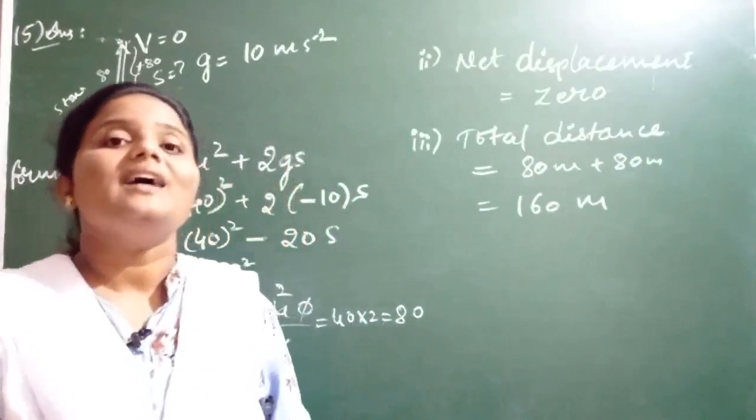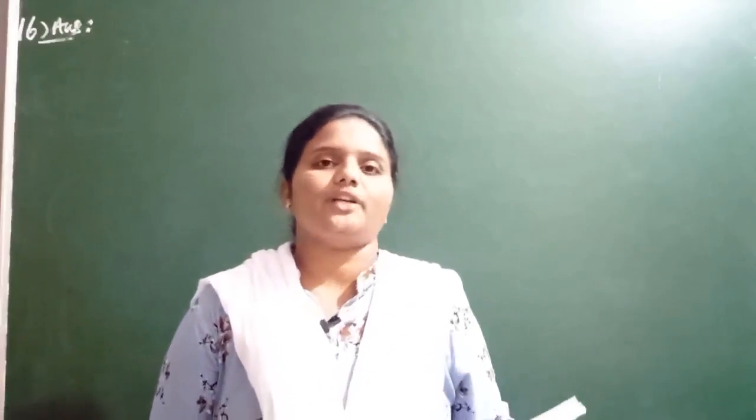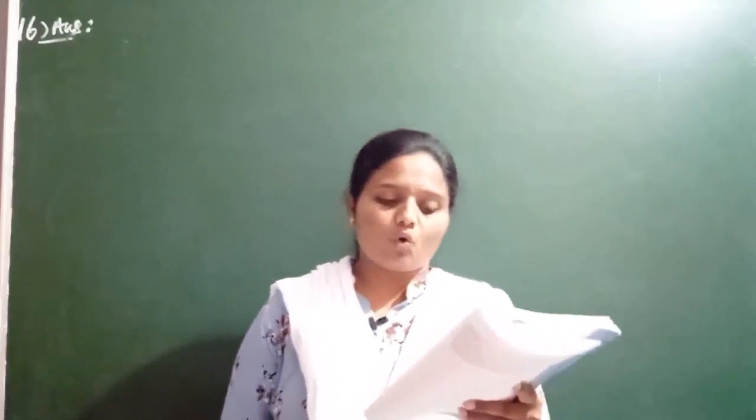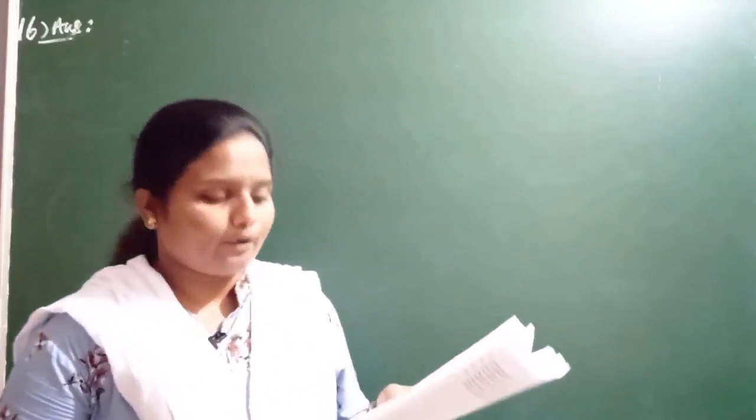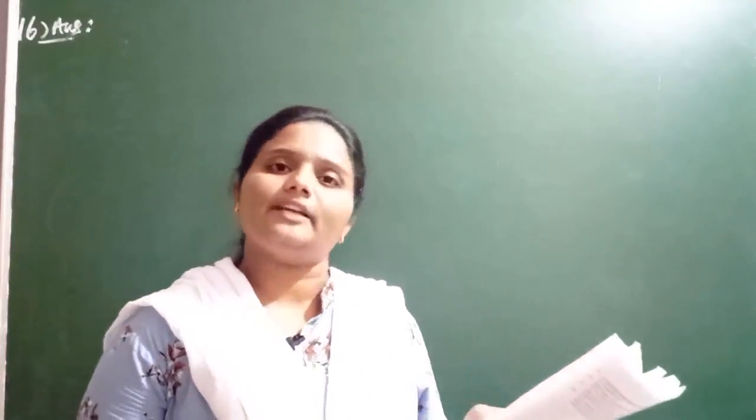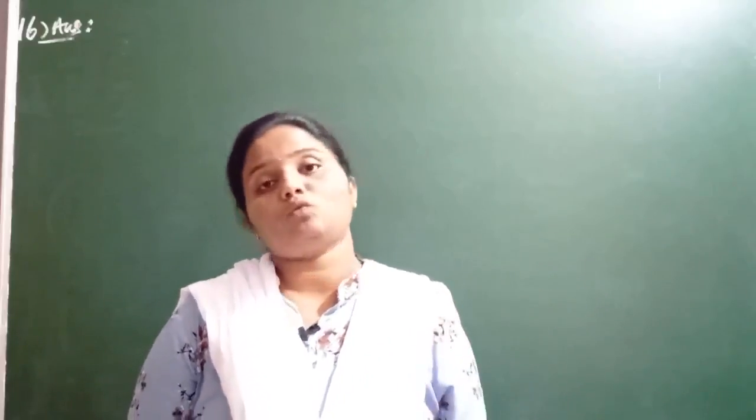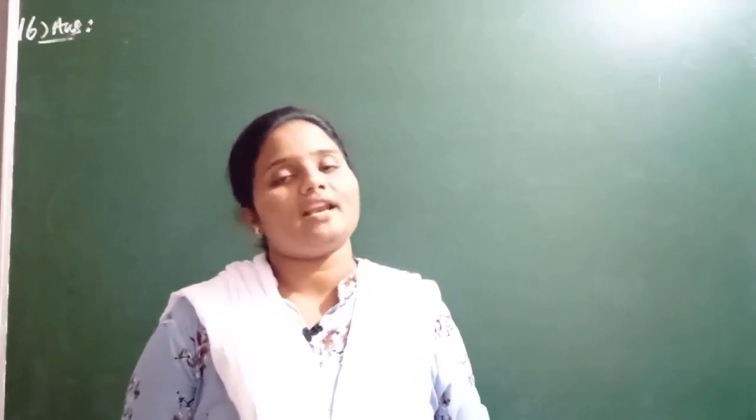Now we will move to the 16th one. Children, the 16th question is this. Calculate the force of gravitation between the earth and the sun. Given that the mass of the earth is what? 6 into 10 to the power of 24 kg and of the sun is what? 2 into 10 to the power of 30 kg. The average distance between the two is what? 1.5 into 10 to the power of 11 meters.